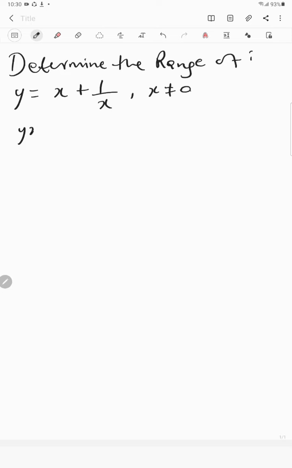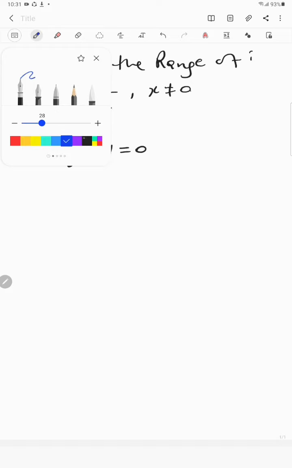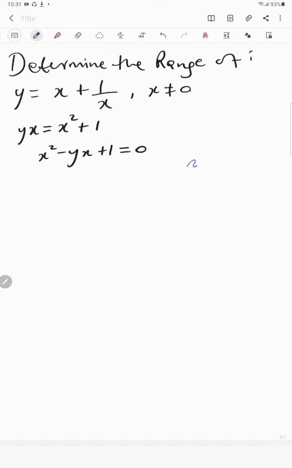So to obtain yx is equal to x squared plus 1. Now let's change it to have 0 on the other side. So let's transpose this yx to be having x squared minus yx plus 1 equals 0. Now you can see that our equation is in the form of ax squared plus bx plus c equals 0.